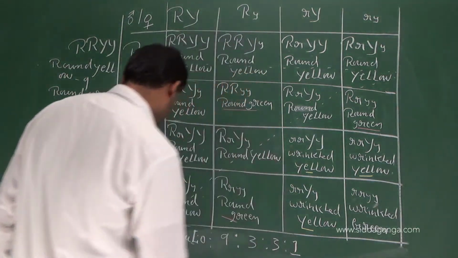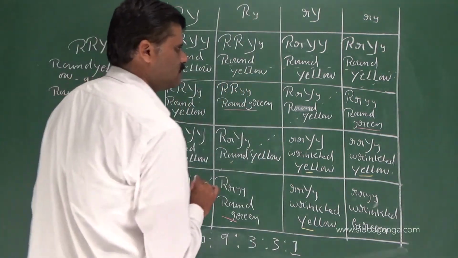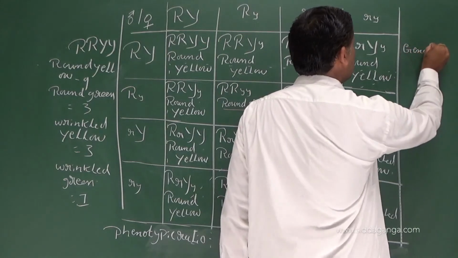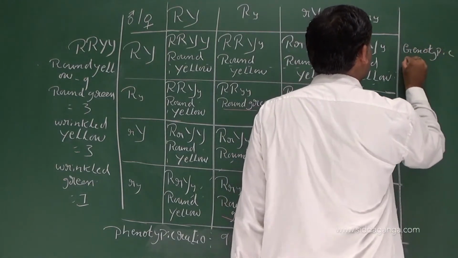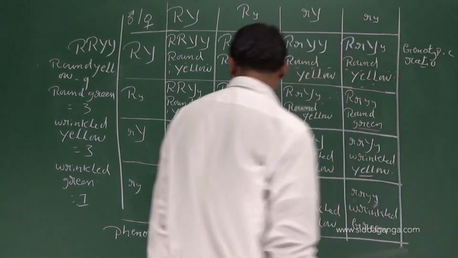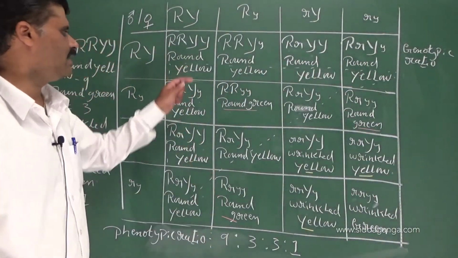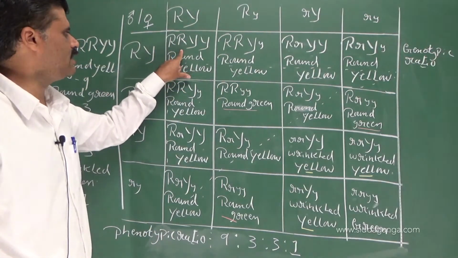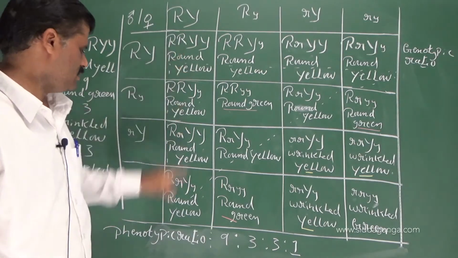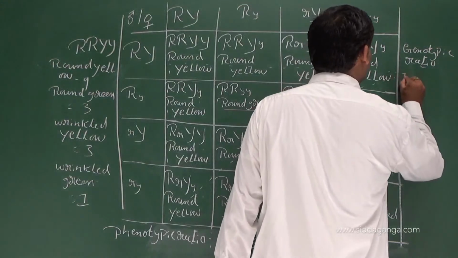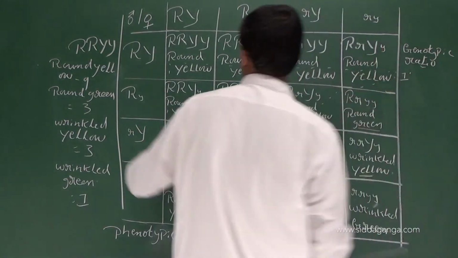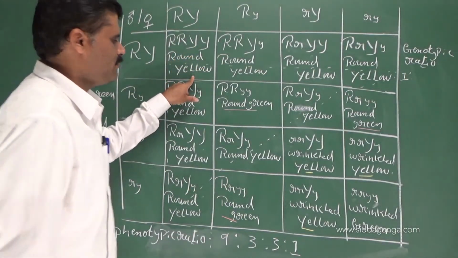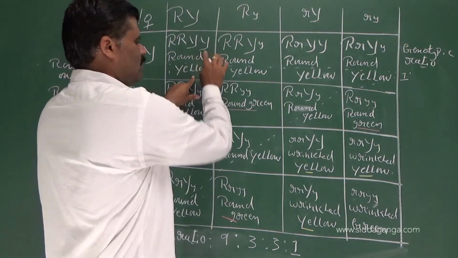Then genotypic ratio. What happens in genotypic ratio? Genotypic ratio, that is 9 round yellow, right? In 9, the genotype means genetic constituent, we can split it as 1 is to 2. One homozygous round, homozygous yellow, that is the parental type. Parental type is 2. This is 1 and this is 1.